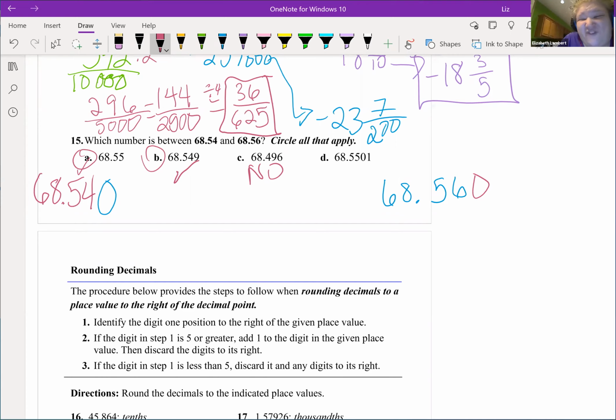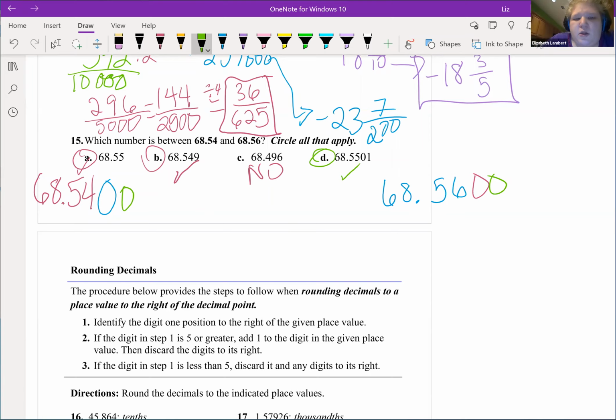68.5501. So that's 5,501 ten thousandths. These guys are still tenths, hundredths, thousandths, not 10 thousandths. So now, same number of digits, 4 places after the decimal, 4 places after the decimal, 4 places after the decimal. So we have 5,400 and 5,600 is 55 and 1, 5,501 in between 5,400 and 5,600. Yes. So this is also in between.